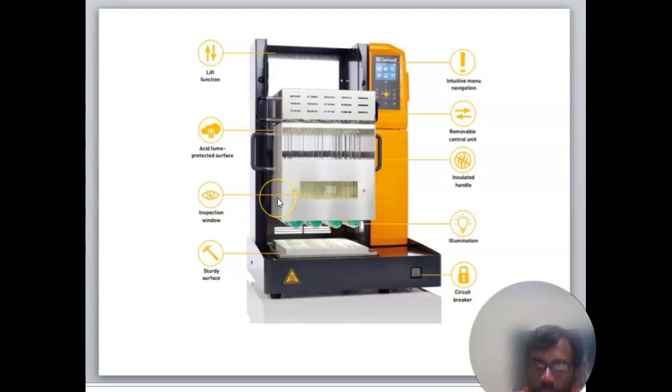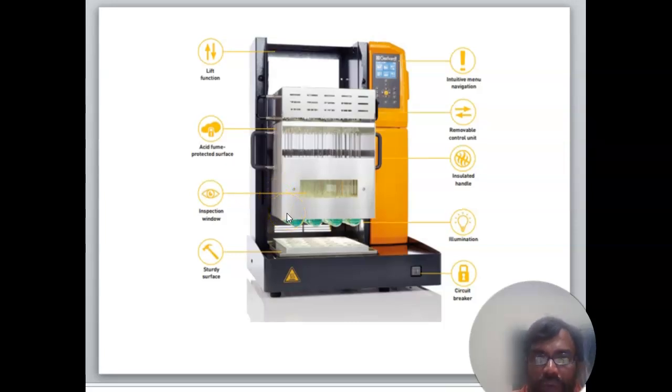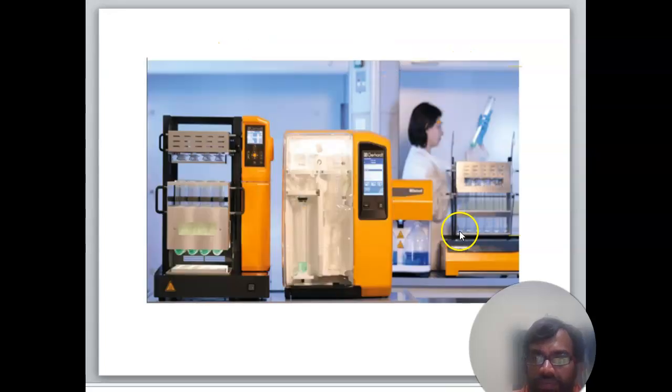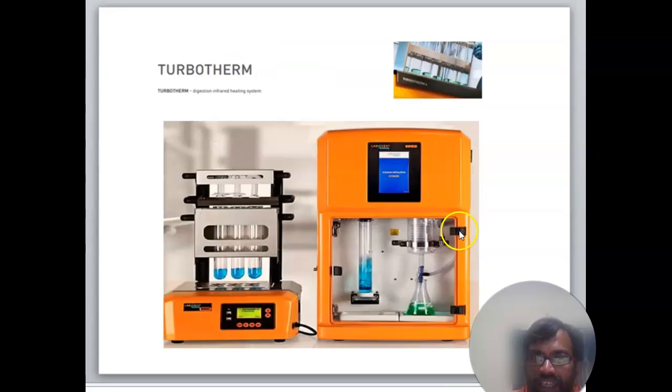This is somewhat closer, if you see the distillation kit or distillation unit. Then you can see the turbotherm. Turbotherm is one of the digestion infrared heating systems. You can see this part is called the turbotherm, used as the heating system of this digestion part. So you can see this is the digestion, and this is the distillation.